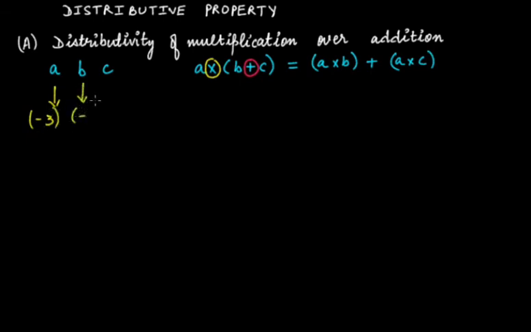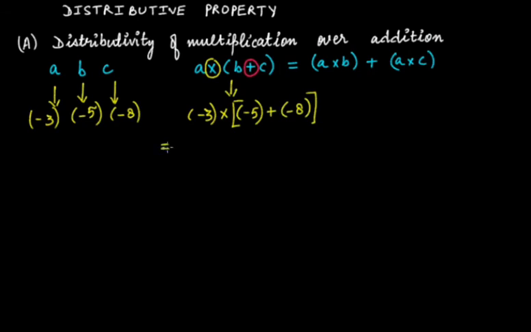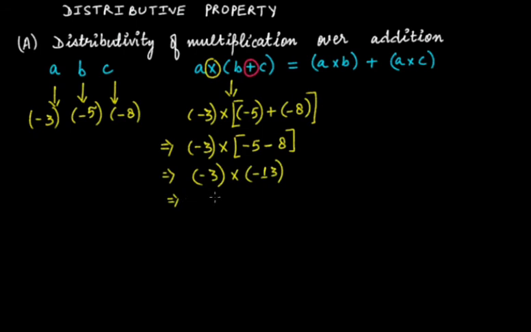So let's assign some values to a, b and c, and let's say a is -3, b is say -5, and c is say -8. I've taken all negative integers, not even a single positive integer. So if you assign values in the first condition, this will become -3 times (-5 plus -8). This will become -3 times (-5 minus 8), and -5 minus 8 will be -13, and this will be 39.